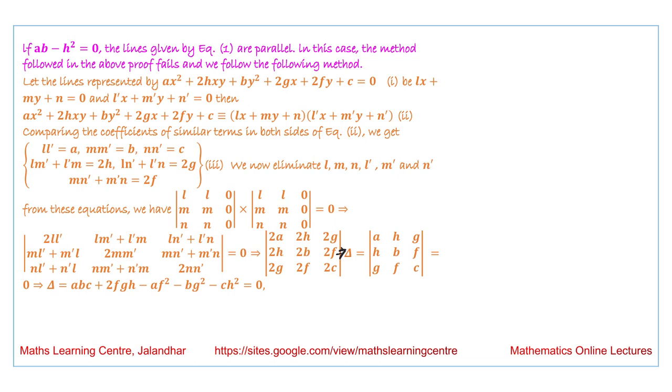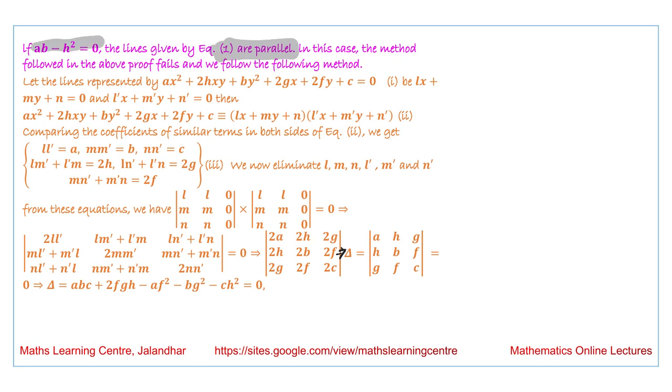Now we come to the case when the two lines are parallel to each other. We have considered the case that two lines are not parallel to each other, where they intersect at the point x1, y1. Now we are talking about the case when the two lines are parallel to each other.